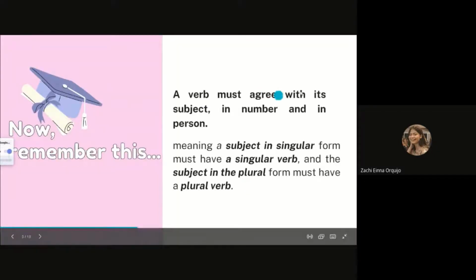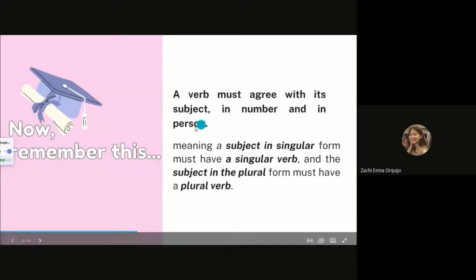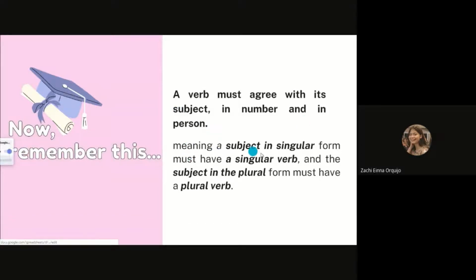So, a verb must agree with its subject in number and in person. So, meaning, a subject in singular form must have a singular verb. So, pag singular yung subject, ibig sabihin, pag isa lang yung subject, singular din dapat yung verb or action word. Minsan, ginagawa natin ay nag-a-add tayo ng S or ES sa dulo. So, it signifies or it shows na yung verb ay singular. So, it should agree with the subject. So, kung singular ang subject, singular din dapat ang verb.